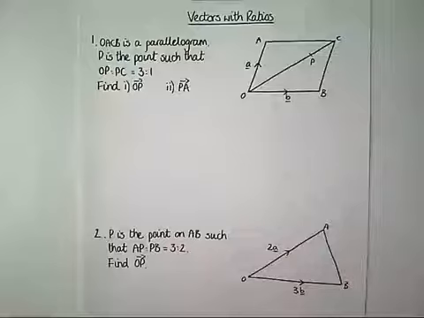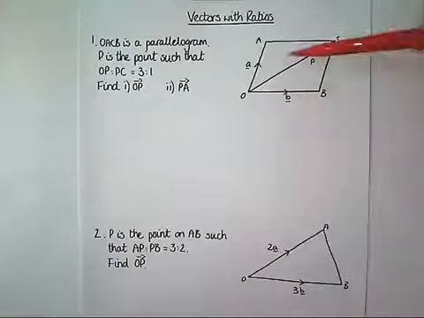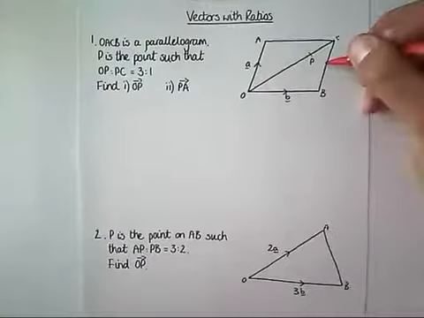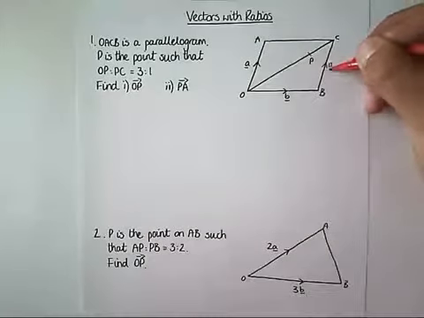Just a couple of examples of solving problems that involve vectors and ratios. Okay, so first question, we've got a parallelogram. OACB is a parallelogram. That means we know the opposite sides will have the same vectors because they are the same length and parallel. So we therefore know that they will have the same vector.